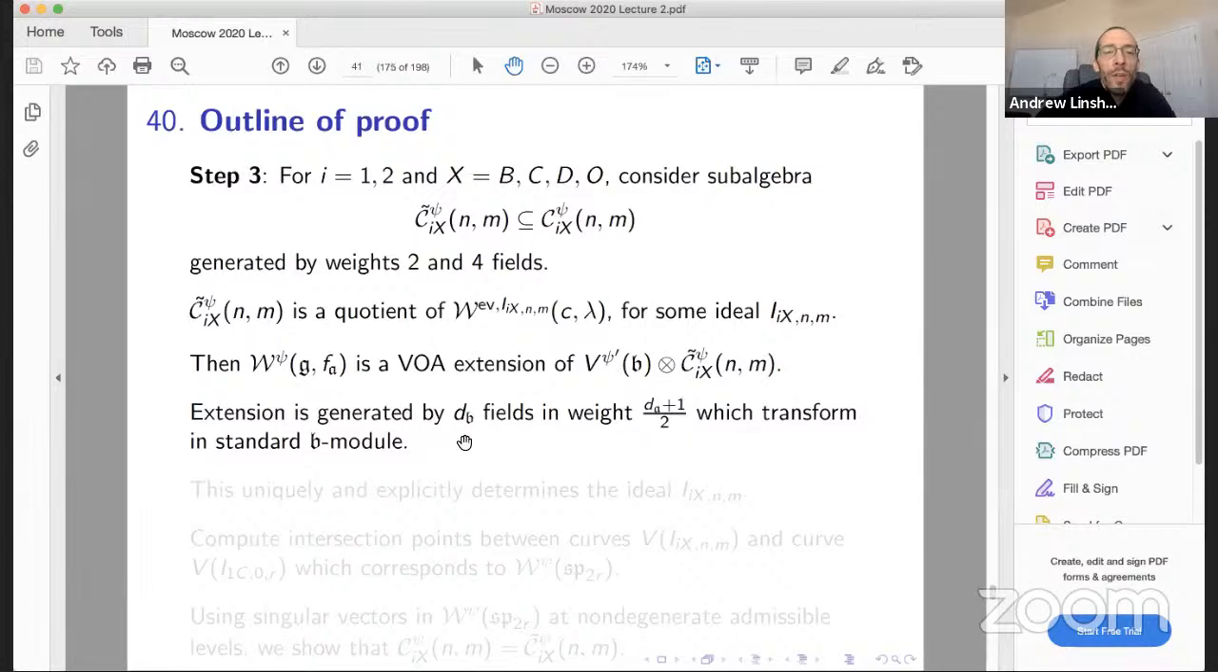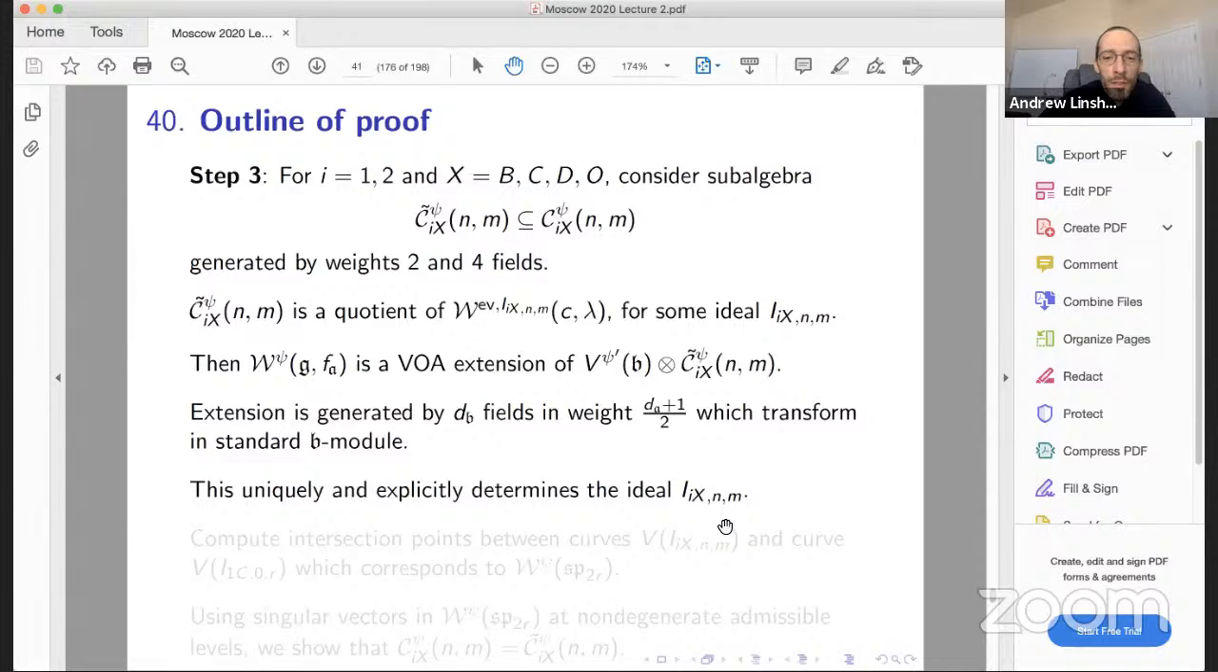The extension is generated by some fields and some weight. They're dB fields, and this weight was transformed as the standard B module. And just like before, this can be used to explicitly determine this ideal. I have to set up certain Jacobi identities and be very careful which terms I pick, solve some equations. It turns out a little bit more complicated this time, but the same procedure in principle works.